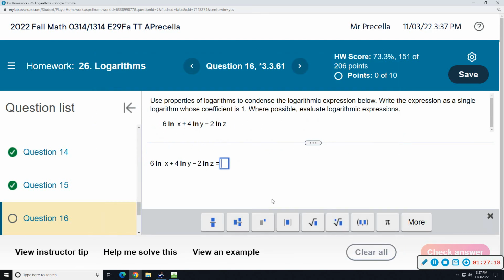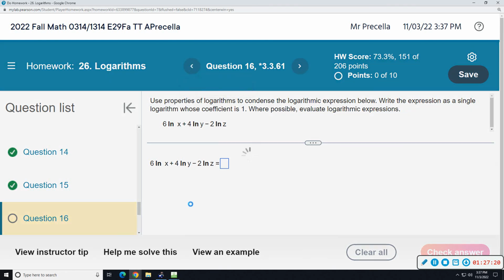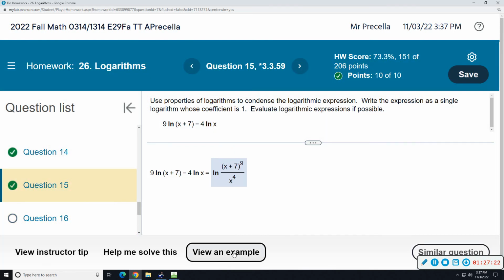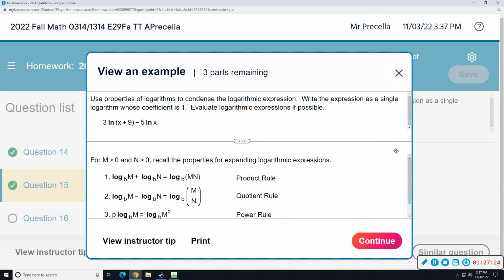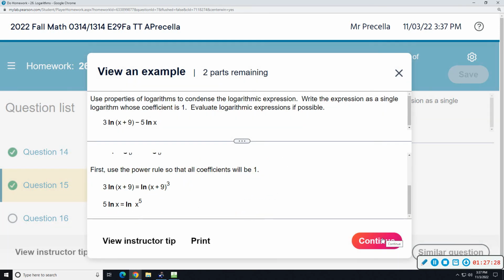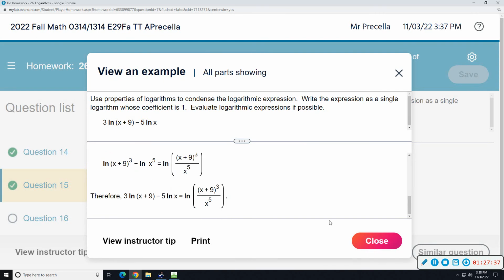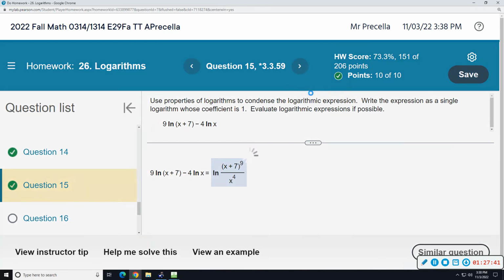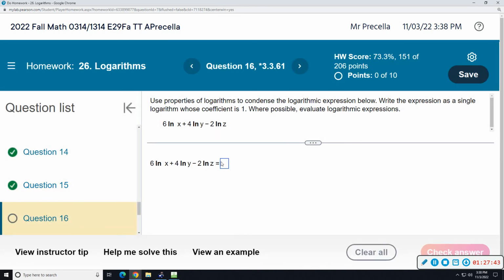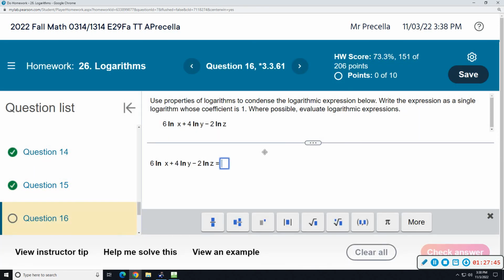How many steps do they do on it? They only do 3 parts here. Oh, they're breaking it into pieces. Okay. Well, close that. Go ahead and do the next one. This is one of those times I would not view an example.